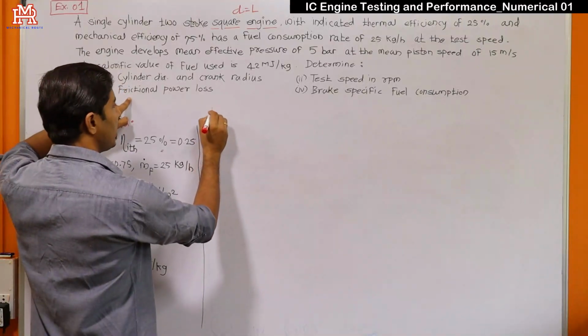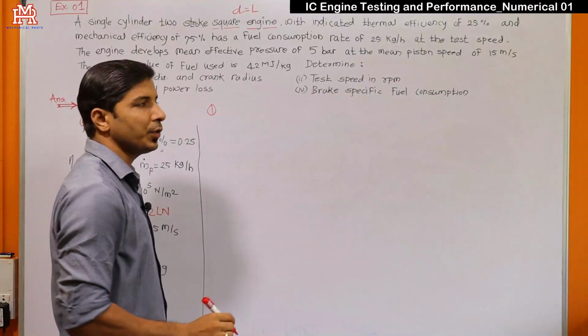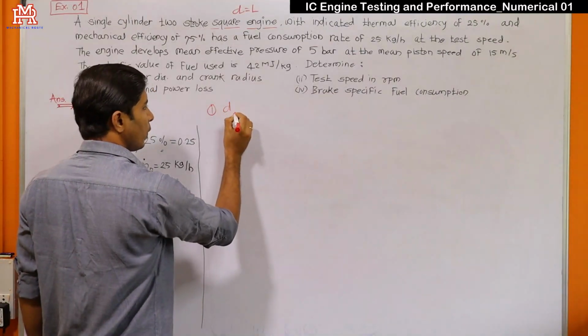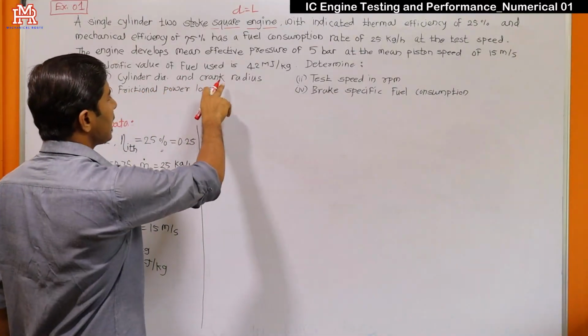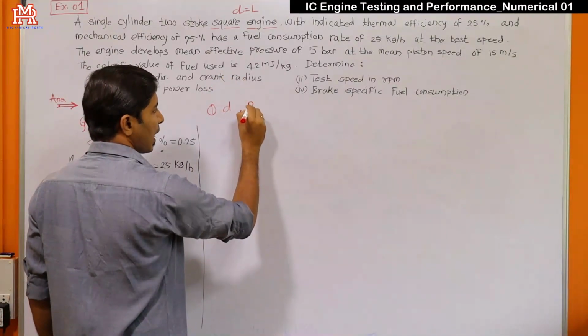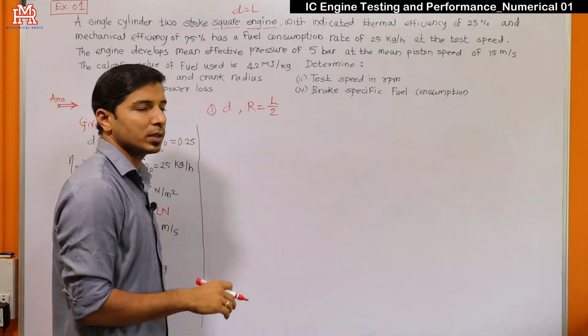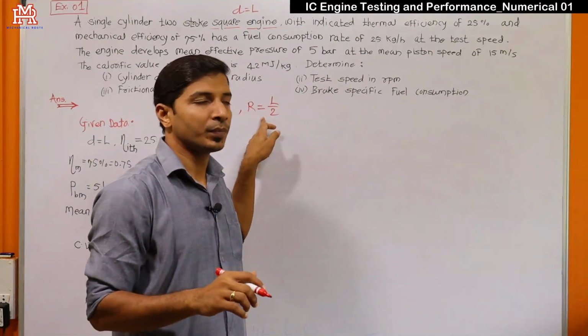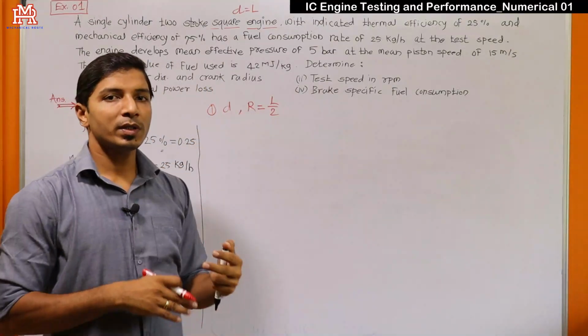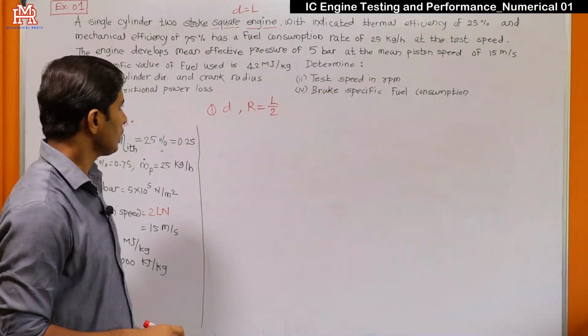First you have to calculate the cylinder diameter. I use D for cylinder diameter, and crank radius I'll say R, which is equal to L by 2. This is the formula that you have to keep in mind. So crank radius is always equal to half of the stroke length.